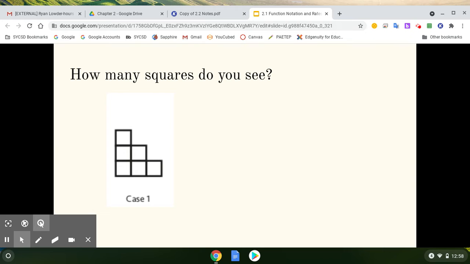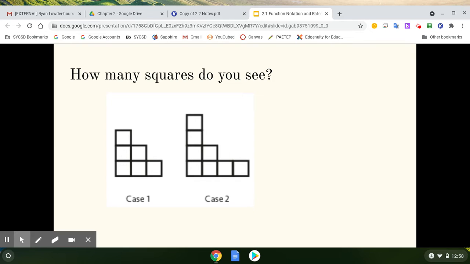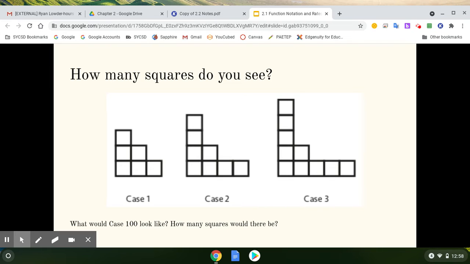For my next few questions, you are going to be identifying a pattern. So our pattern will start with this figure that we will state as case 1. How many squares do you see? Next, we will continue the pattern by looking at case 2. Once again, how many squares do you see? And then what about case 3? How many squares are there?